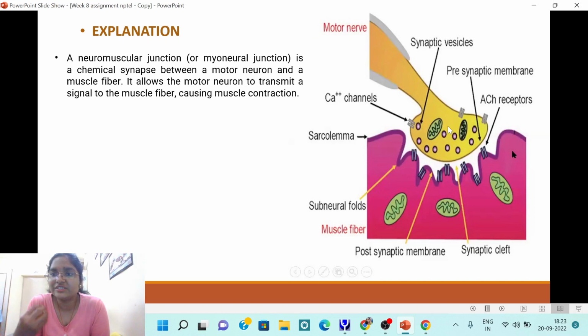Presynaptic is the one which is releasing the chemicals, and the postsynaptic membrane is the one which is receiving the chemical messengers, which has the receptors in it. If you want to define a neuromuscular junction, it is a junction where a motor neuron and a muscle fiber are present and a chemical synapse is occurring between these two parts. It allows the motor neuron to transmit a signal to the muscle fiber for muscle contraction. We have already discussed the mechanism of muscle contraction in our previous weeks. So I hope everyone is clear with the explanation of this question.